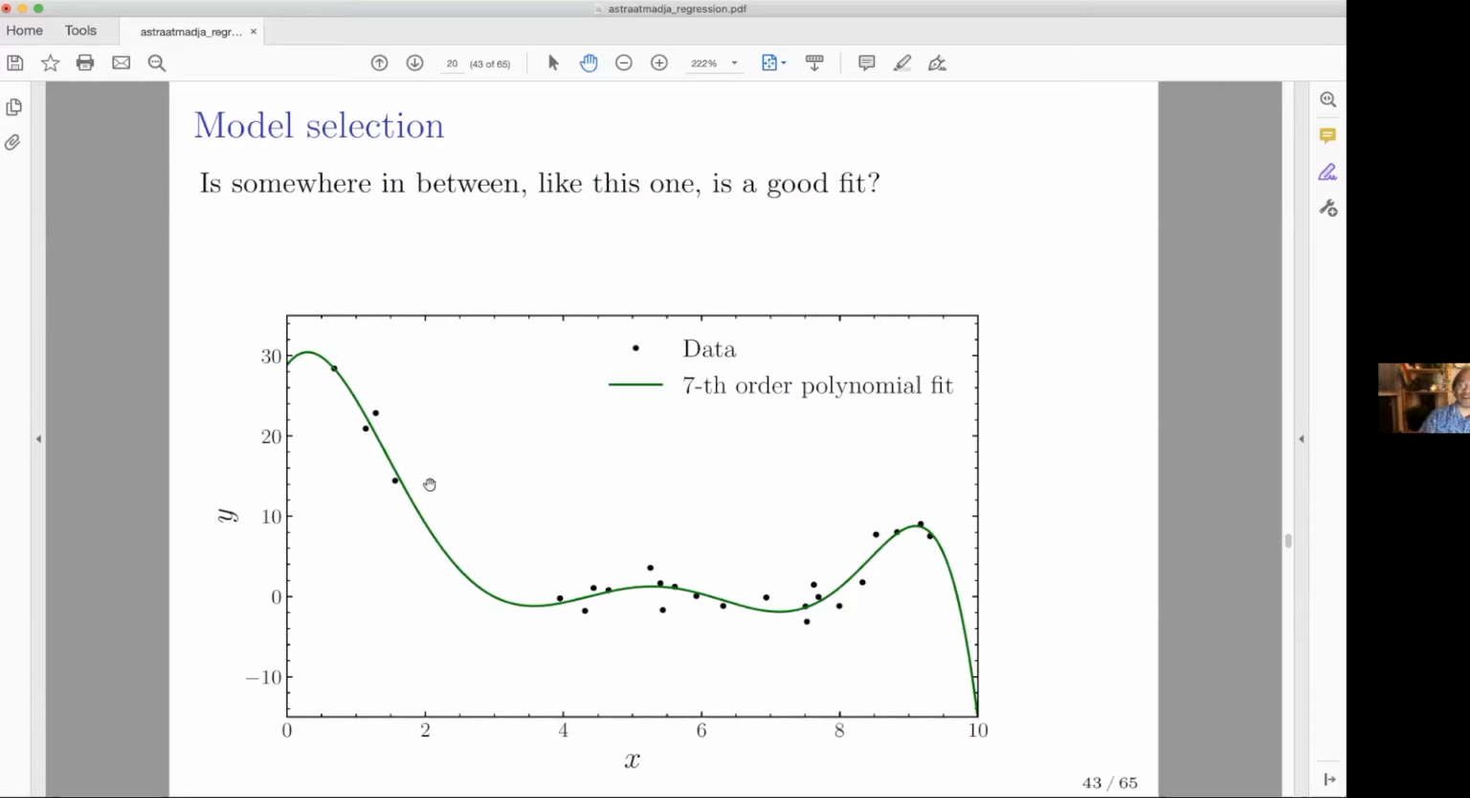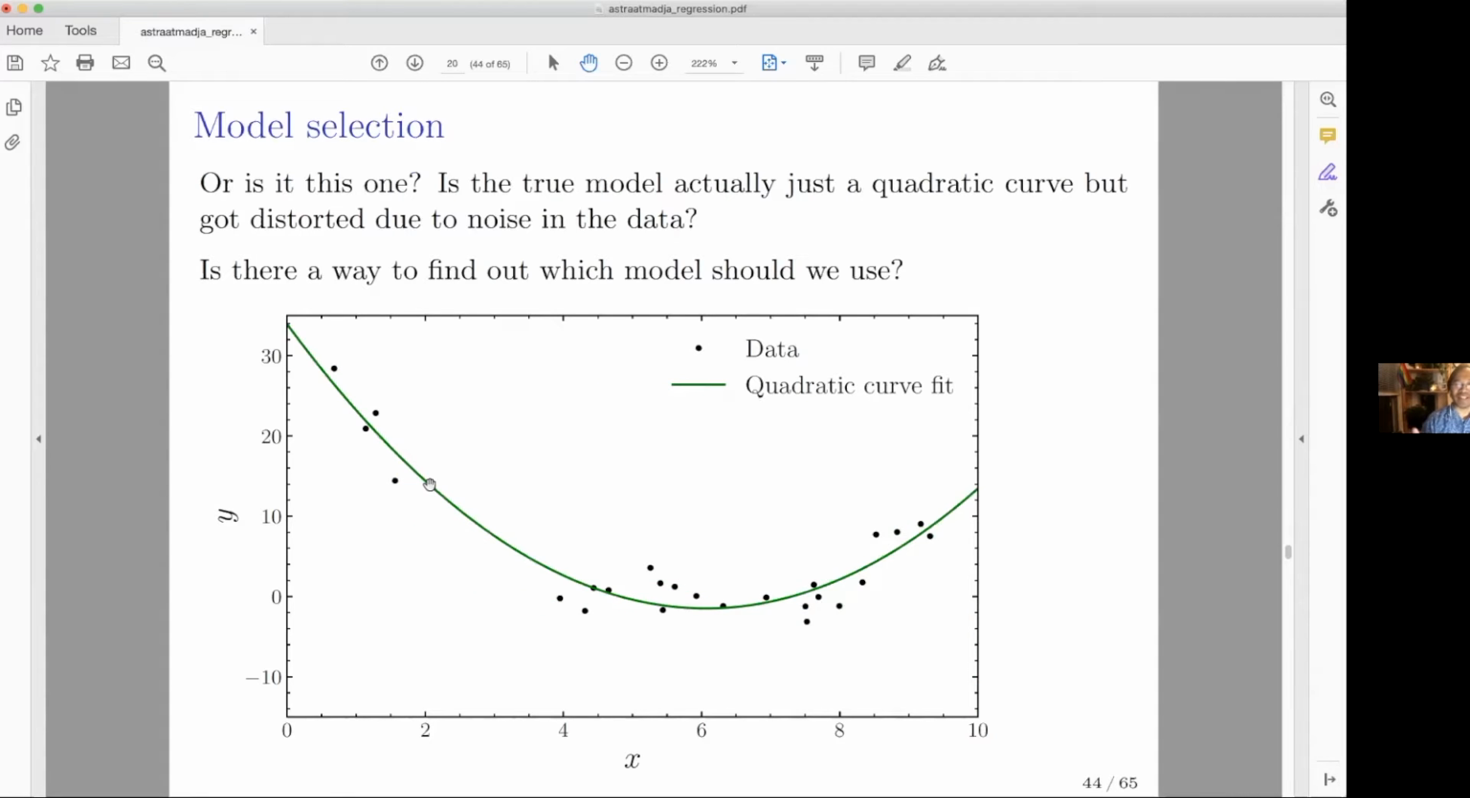It seems to be doing well. Or perhaps because of noise. Yeah, we don't actually know how big the noise is here. Because of noise, it's actually just a quadratic fit, right? So how do we do this?